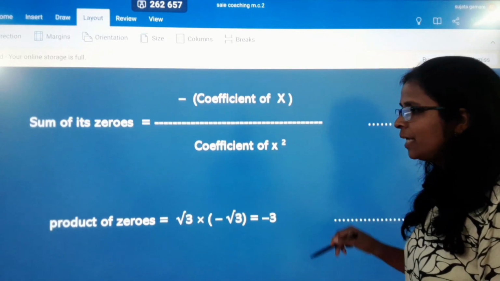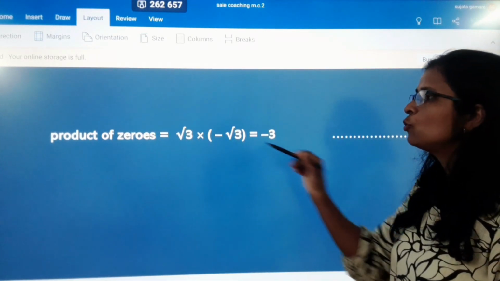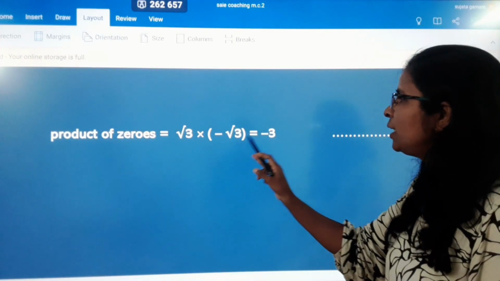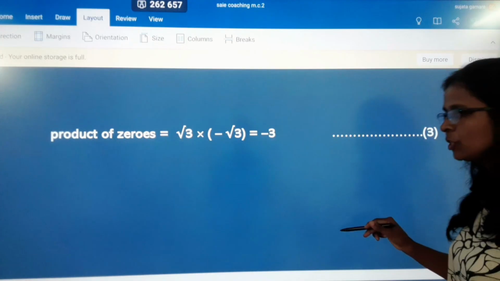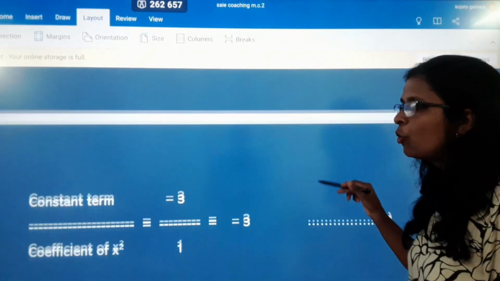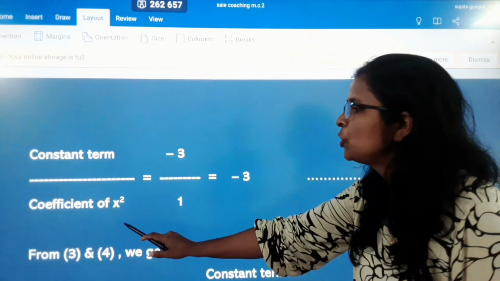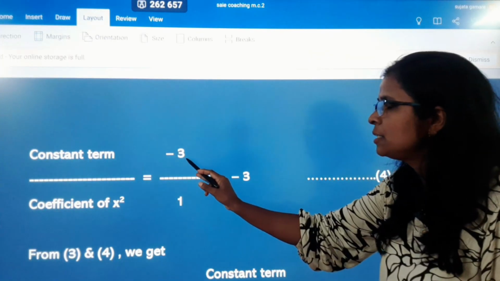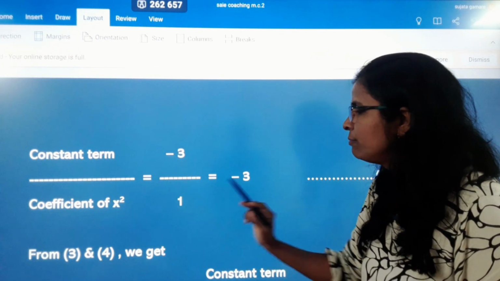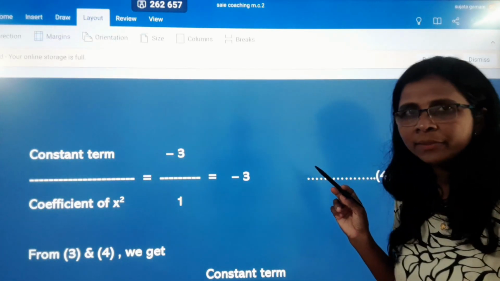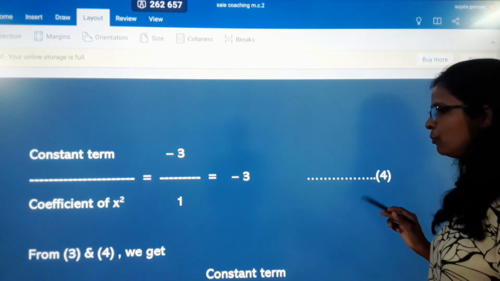And then the product of zeros, root 3 multiplied by minus root 3, is equal to minus 3. Call it the third equation. Then the constant term upon the coefficient of x square: the constant term is minus 3, the coefficient of x square is 1, so we get minus 3. Call it the fourth equation.